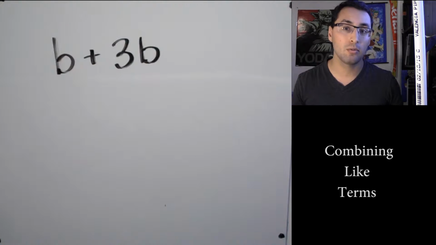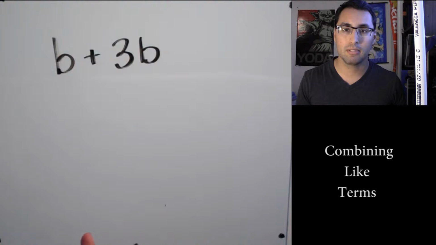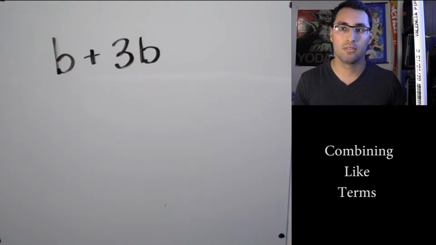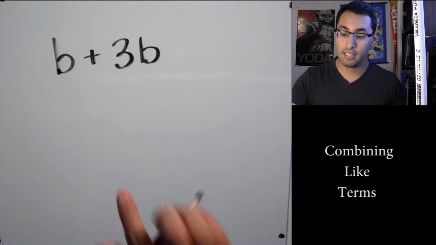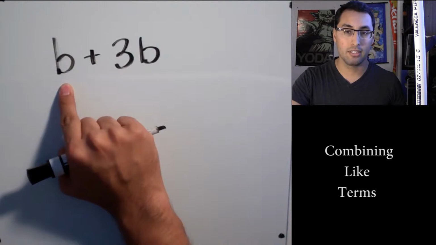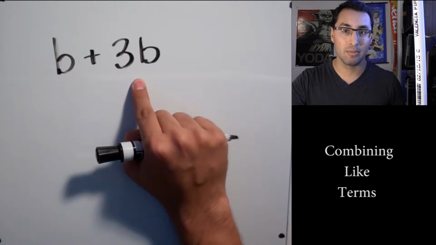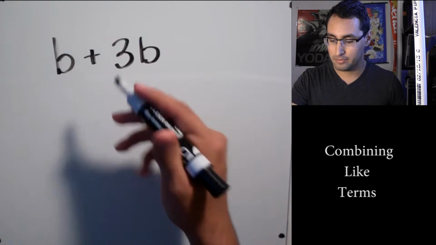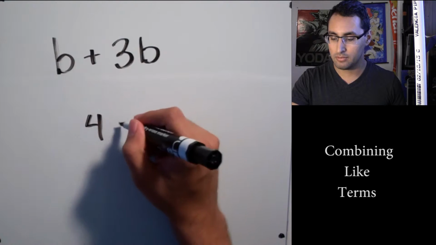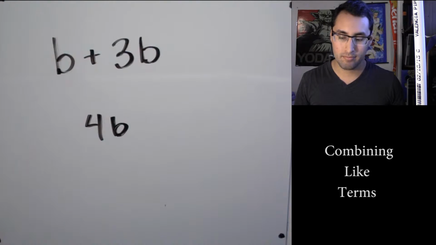When I combine like terms, I think of something called the banana rule. All it means to me is that instead of a letter, I'm going to substitute an object, in this case, a banana. What this is saying is I have a banana over here plus 3 bananas. Altogether, how many bananas? We're going to have 4 bananas. So this is equal to 4b.